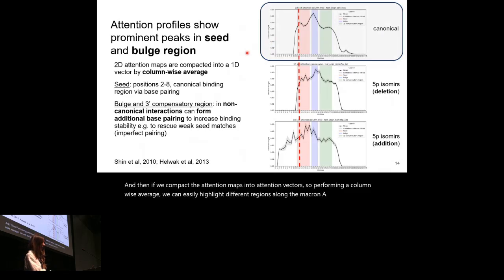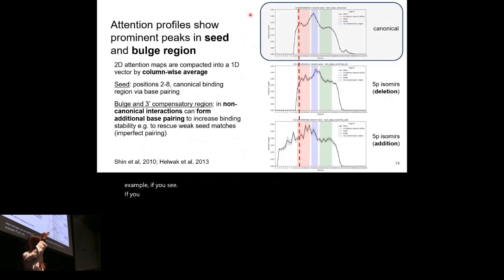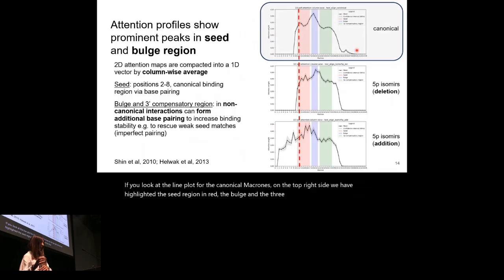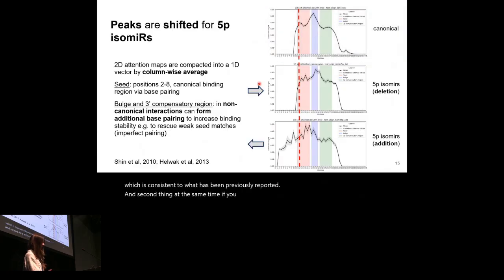So for example, if you look at the line plot for the canonical microRNAs on the top right side, we have highlighted the seed region in red, the bulge, and the 3' compensatory region in green. And here we can really pinpoint how the model is attributing different importance, and most importance, so the peaks of this attention, to the seed, in red, and the bulge regions, which is consistent with what has been previously reported.